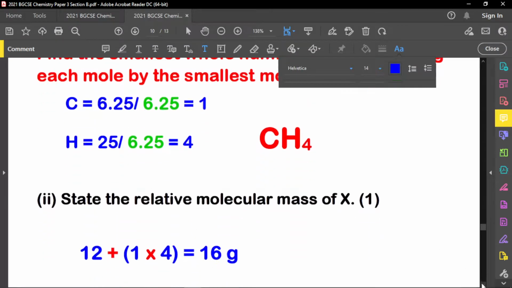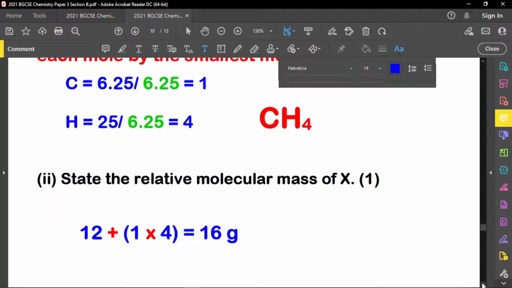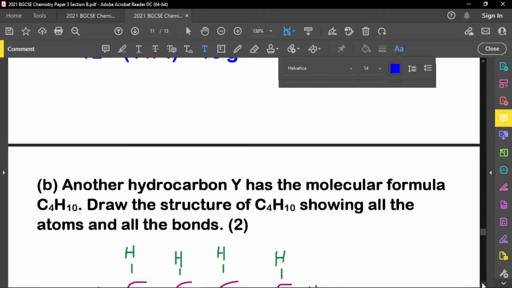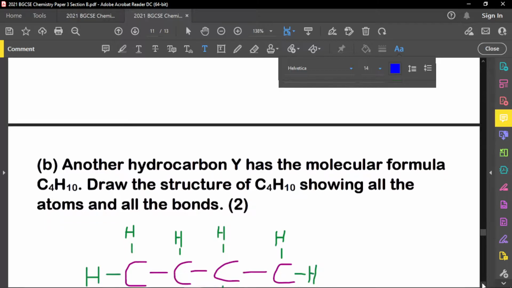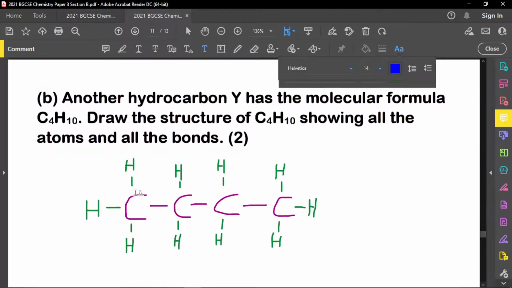Now it's to state the relative molecular mass of X. The relative molecular mass of this compound is 12 for carbon plus 1 times 4 for hydrogen, which gives us 16. For part B, another hydrocarbon Y has the molecular formula C4H10. Draw the structure of C4H10 showing all atoms and all their bonds. The first thing we draw here are 4 carbons, and each carbon must have 4 lines around it, or 4 single bonds in total.